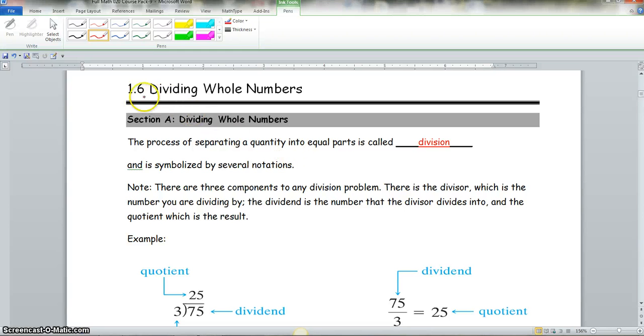Okay, class, we're about to start section 1.6, dividing whole numbers. The process of separating a quantity into equal parts is called division and is symbolized by several notations. Note, there are three components to any division problem. There's the divisor, which is the number you are dividing by. The dividend is the number that the divisor divides into, and the quotient, which is the result.